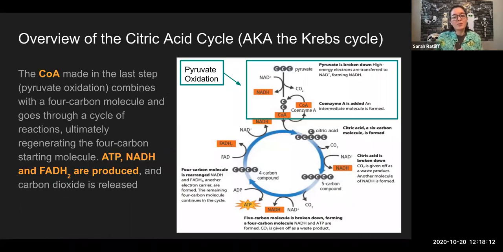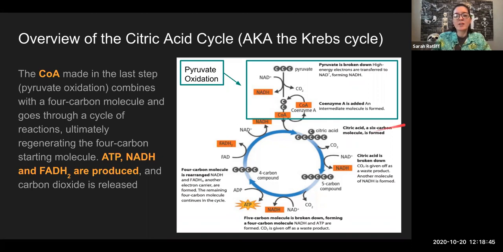Then these pyruvate broken down molecules, CoA, are going straight into the next process called the citric acid cycle, also known as the Krebs cycle. It's called the Krebs cycle for the same reason that the Calvin cycle is called the Calvin cycle. Some scientist dude named Krebs discovered this. As scientists are wont to do, they name things after themselves after they discover them. So it can be called either thing. So know that citric acid cycle is the same thing as the Krebs cycle.